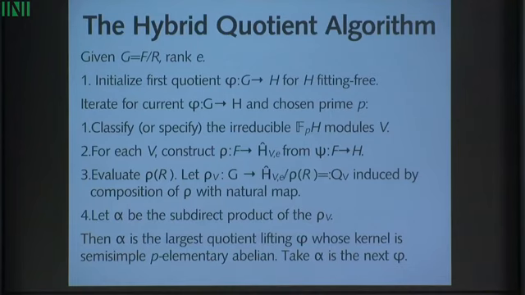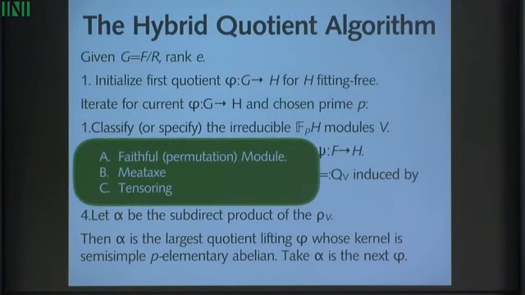So, what is the quotient algorithm? I start with a finitely presented group, given as a quotient of a free group, fixed rank. I assume I have a first quotient for some group H. Well, here I say Fitting-free. It doesn't have to be, but I don't need more. Now I iterate. I choose a prime. I take the existing quotient. I classify the irreducible modules. That's basically Burnside-Brauer, what I'm doing. I start with a faithful module, for example, the permutation module. I tensor and meet X and tensor, and Burnside-Brauer tells me this gives me all irreducible modules.